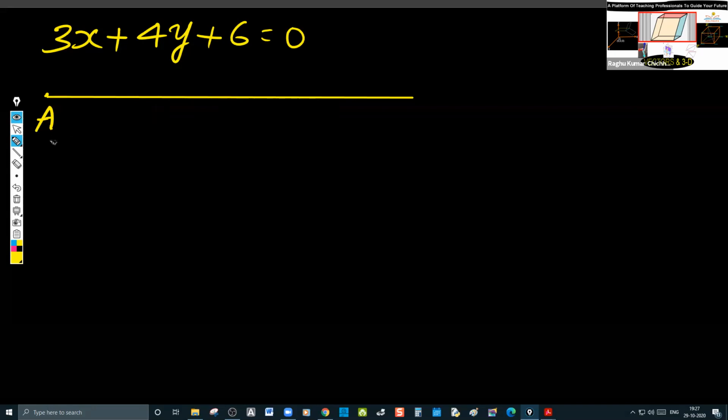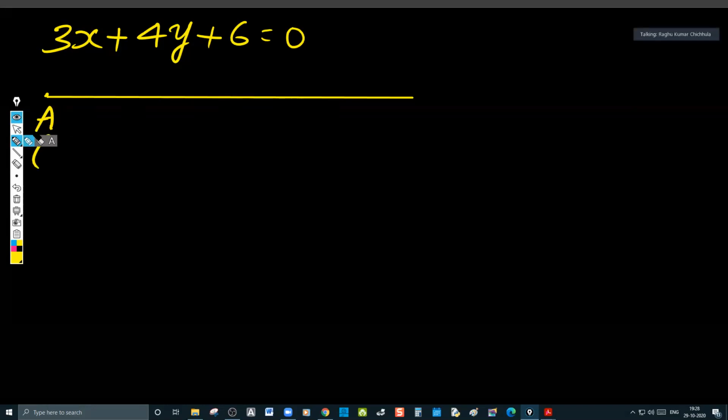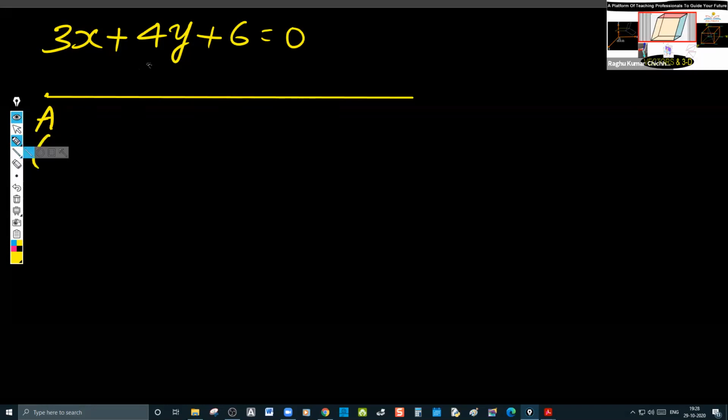Pranit, what I'm doing, I'm modifying this equation to make it easy. If we want to form the question, you can form 3 points on it by giving different values to x, and you will get different values of y. Thereby you can create 3 points on the line. So I'm just making it simple: x plus y plus 6 is equal to 0.